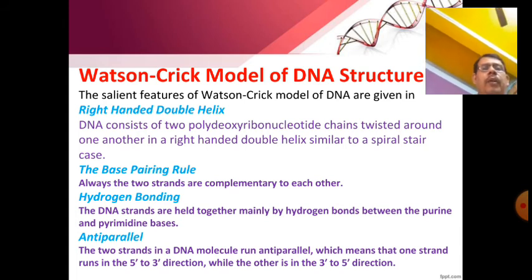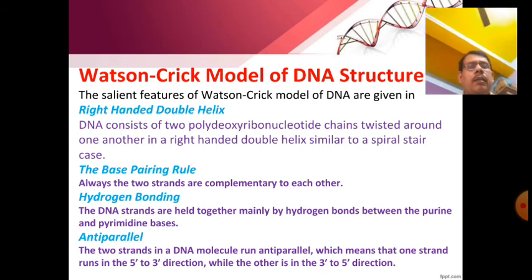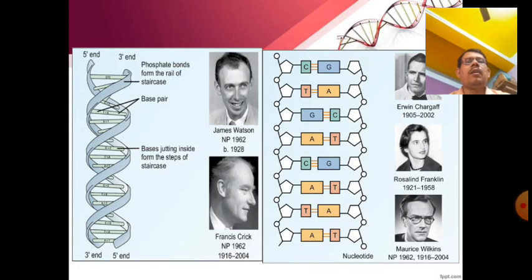Another most important characteristic is that the strands are anti-parallel. That means one strand is 3' to 5', and the other strand must be 5' to 3'. How it is formed will be discussed in the structure of the DNA. The two strands of the DNA molecule are anti-parallel, meaning one strand runs in the 3' to 5' direction while the other runs 5' to 3'. This is the picture of the Watson and Crick model.